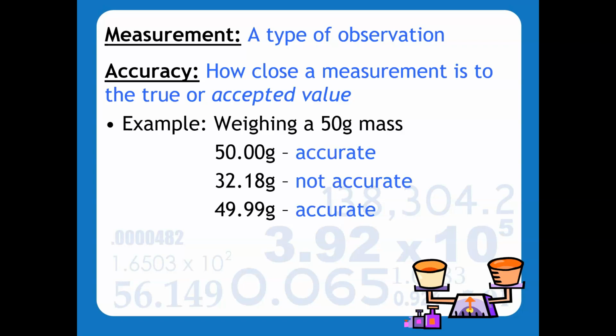So for example, if I were to take the mass of a 50-gram mass and I got a mass of 50 grams, that would be considered accurate. If I put it on the balance and got a mass of 32.18 grams, I would say that that is not accurate. And a mass of 49.99 grams is pretty close, so I would argue that it is accurate.